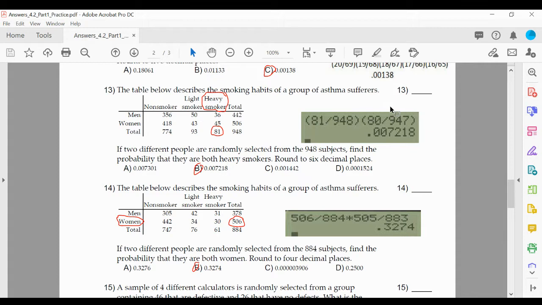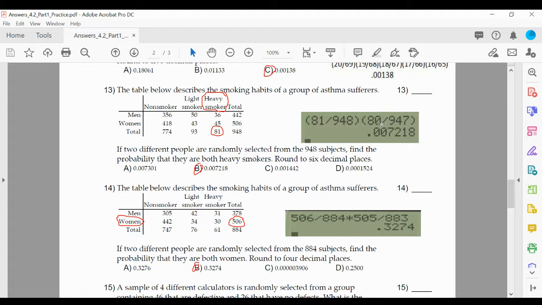All right. He wants the probability, number 13 here, of randomly selecting a person, 2 people out of 948 people, and find a probability that these 2 people are heavy smokers. Well, I can see here that 81 out of the 948 are heavy smokers. If I pull that person out, then now there's only 80 heavy smokers out of a total of 947. See, this is an and situation. Heavy smoker and another heavy smoker. And if I did it again, it'd be 79 out of 946, right?